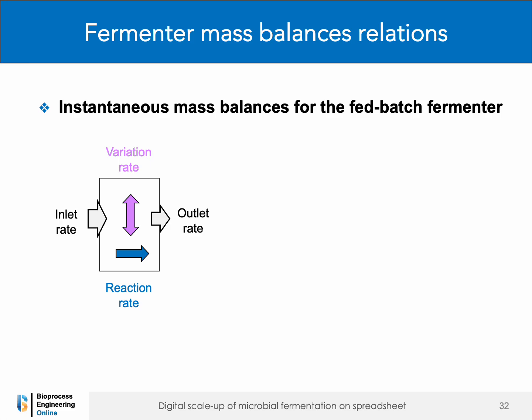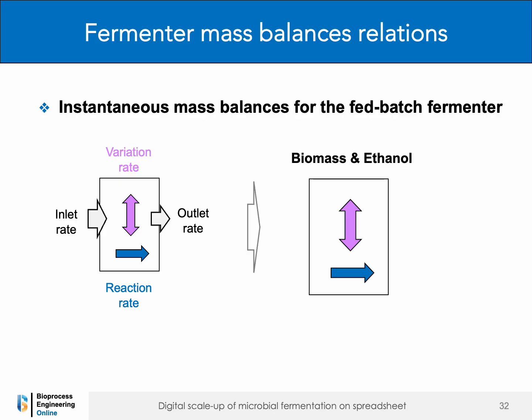The concentrations of glucose, oxygen, biomass, and ethanol during the fermentation are governed by instantaneous mass balance equations that involve the four terms of inlet rate, outlet rate, reaction rate, and internal variation rate. In fed batch operation, the balances for biomass and ethanol include reaction and variation rate terms. For glucose, which is continuously fed to the fermenter, an additional inlet term is included. For oxygen, continuously supplied to the fermenter with the off gas removed, the balance also accounts for the inlet and outlet rate contributions.